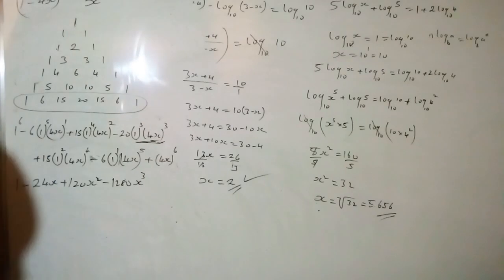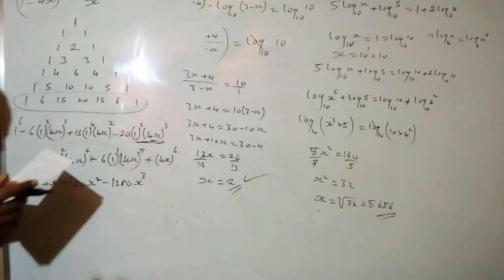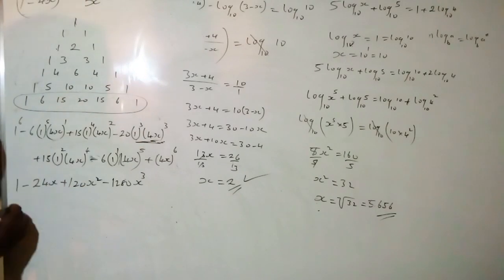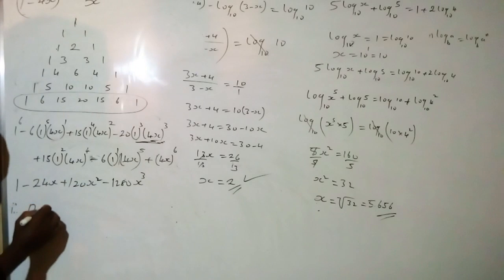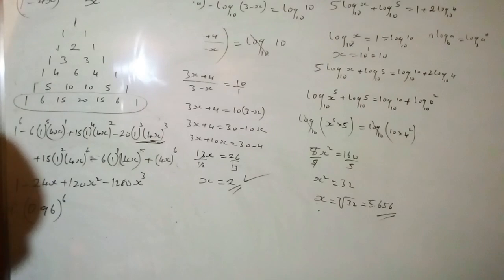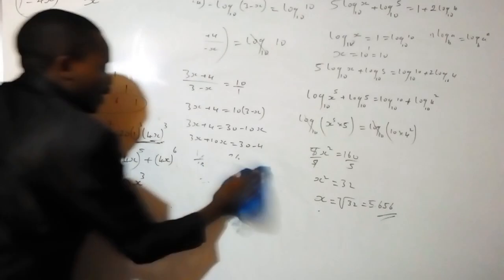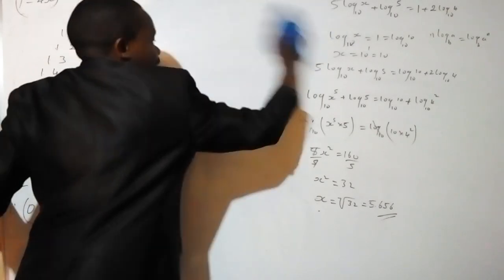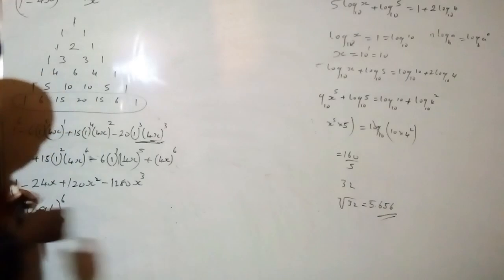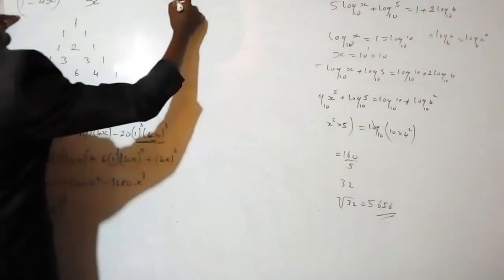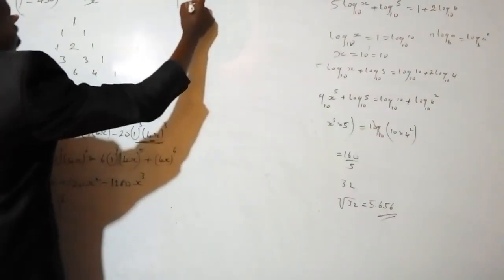Next, use expansion to calculate to 4 decimal places. Yeah, this now is Roman 2, 0.96 in bracket raised power 6. Yeah, use this. We are going to use this now. What we do: to get the value of x that you are going to substitute in this, you are supposed to take this equation, 1 minus 4x raised power 6.